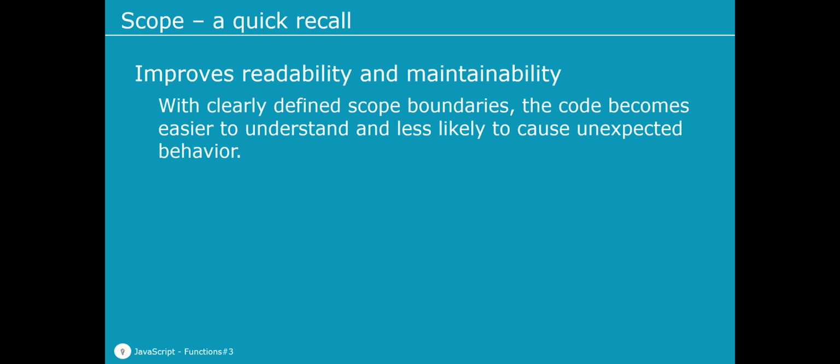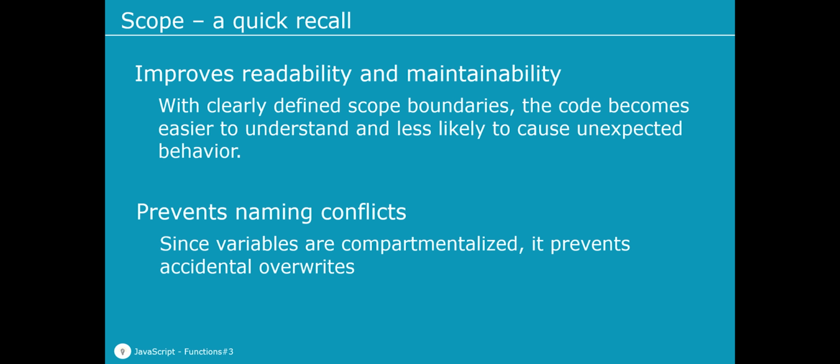These different scopes in JavaScript help improve code's readability and maintainability. The code becomes easier to understand with clearly defined boundaries and is less likely to cause unexpected behavior. It also prevents naming conflicts caused by accidental overwrite of variables with the same name, as the variables are compartmentalized. Now these are possible only when we follow the prescribed guidelines of declaring variables using keywords like let and const, limit the use of keywords like var, and avoid declaring a variable with no keyword.